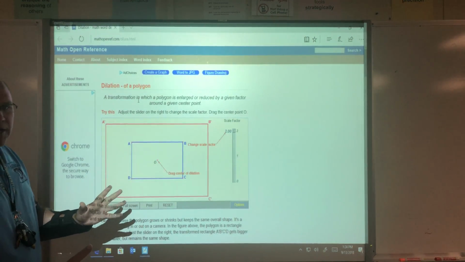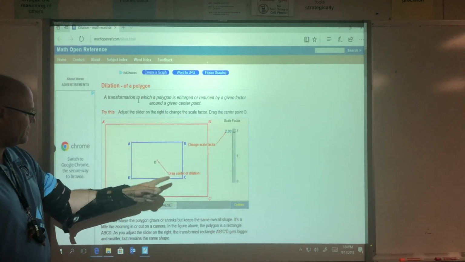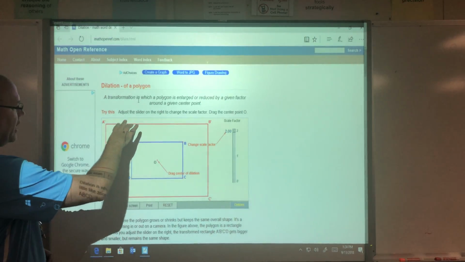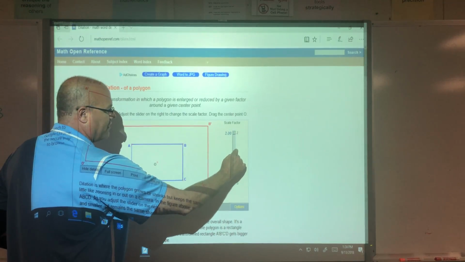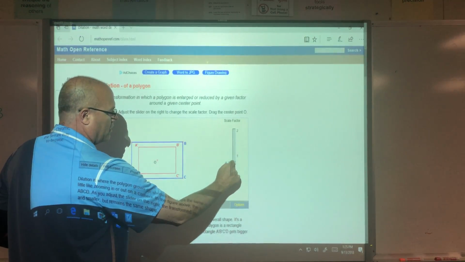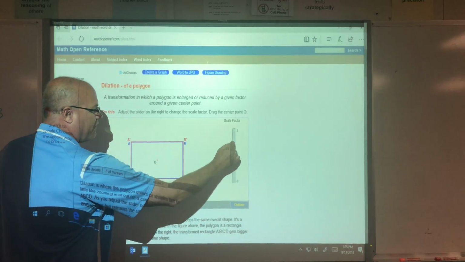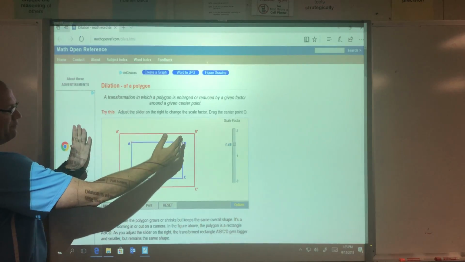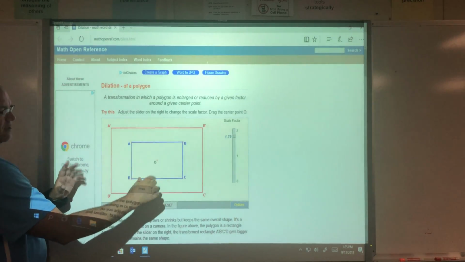It's either an enlargement or a shrinkage of the original figure. So A, B, C, D, this rectangle here is our original, and our A', B', C', D' is our new. So if you had a scale factor of exactly 1, that would be exactly the same figure. As the scale factor gets larger, bigger than 1, your figure gets bigger. It's an enlargement. Okay, 1.79, and it enlarges.